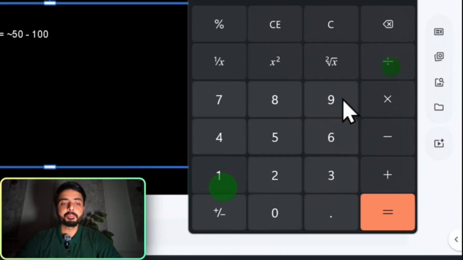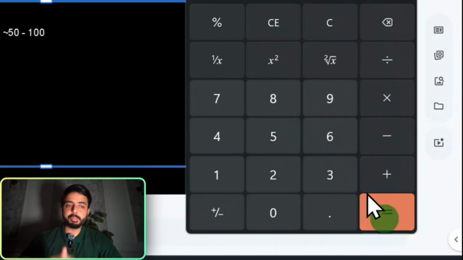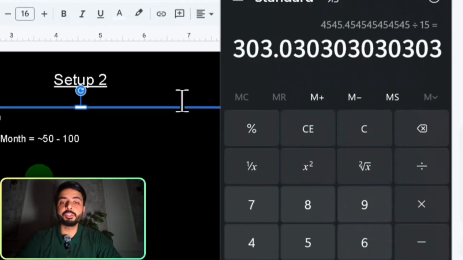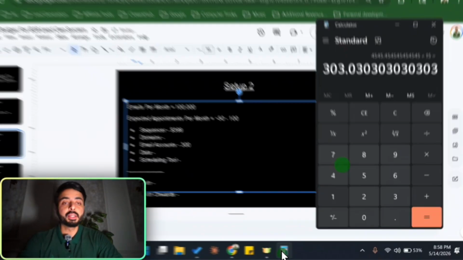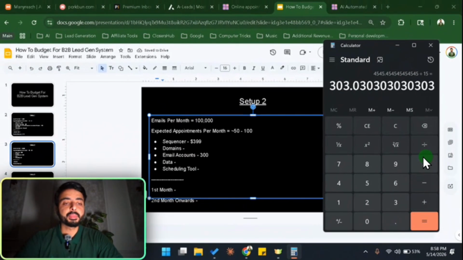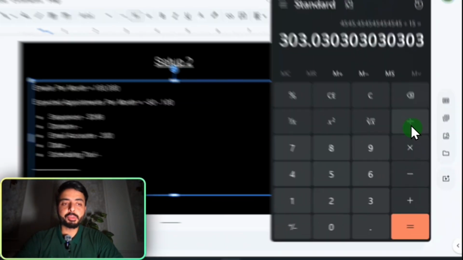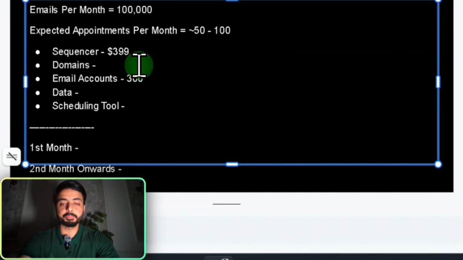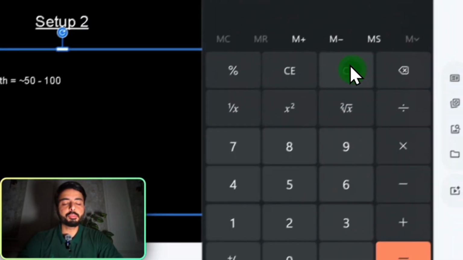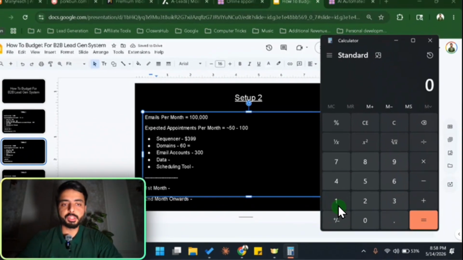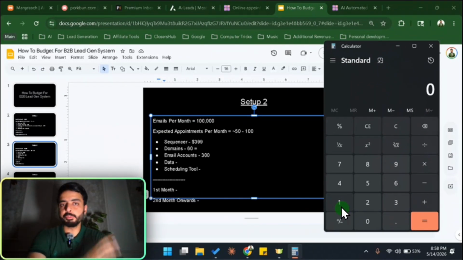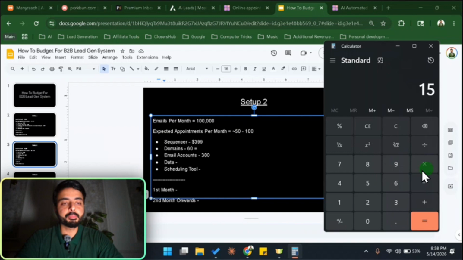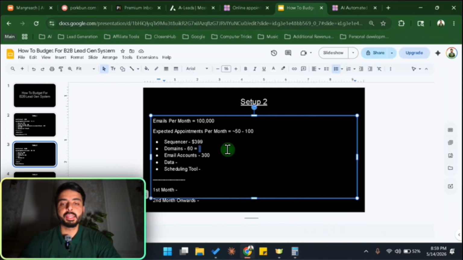We'll divide that by 15 because each of your email accounts will send 15 emails. So you're going to need 303 email accounts. Since each of your domains can only have 5 email accounts, we'll divide this by 5. You're going to need 60 domains. On average, each domain is going to be between $10 to $15. But just to make sure that we are not surprised by the budget towards the end of it, we'll use 15. So we'll multiply 15 by 60. That means that your annual investment into domains is going to be $900.